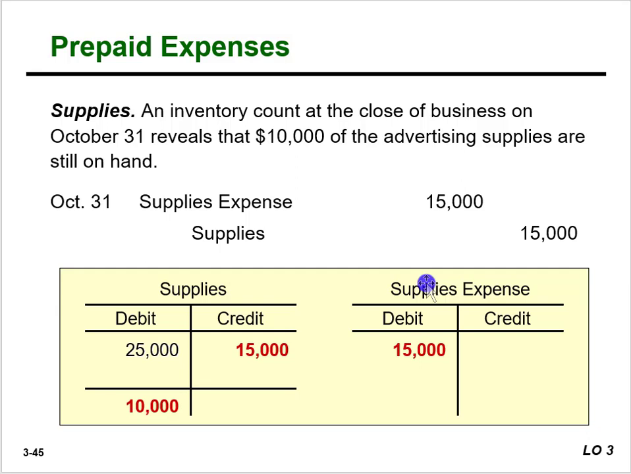So an inventory count at the close of business on October 31st reveals that $10,000 of advertising supplies are still on hand. And so they're using October 31st, so they must be closing monthly. And so they're looking at the supplies. In this situation, they're saying $10,000 is still on hand. And so as supplies are being used, they're expensing them. So this is why there's a $15,000 entry, a debit to supplies expense, and a credit to the asset supplies to reduce it. And so supplies has been reduced down now to $10,000. And so you have $10,000 on hand.